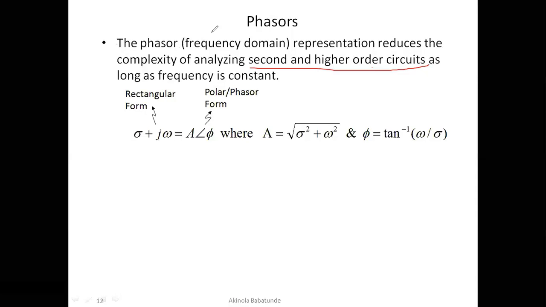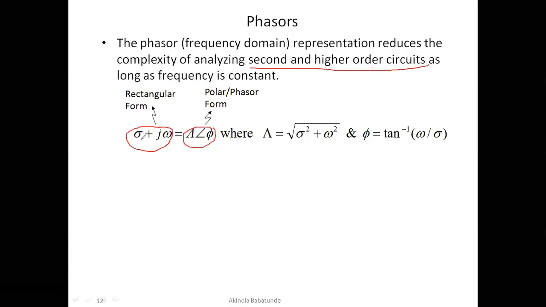And when we say phasor, we're talking about representation in the frequency domain, okay? That is why we're talking about our angular frequency w all the time. So this is a rectangular form of a signal, where you can see we have gamma plus jw, and then this is a polar form, or phasor form. All right.